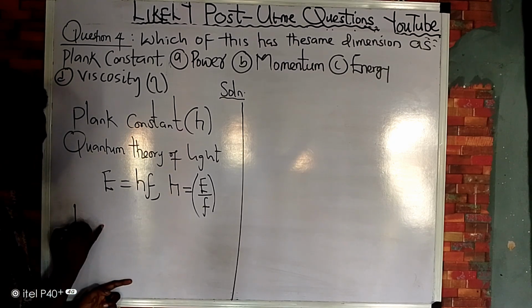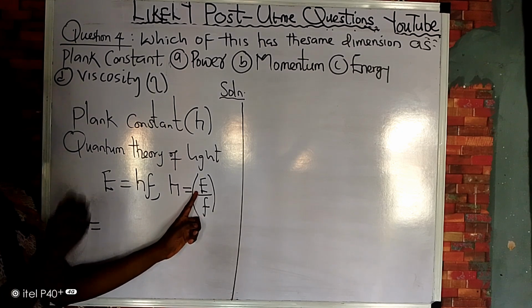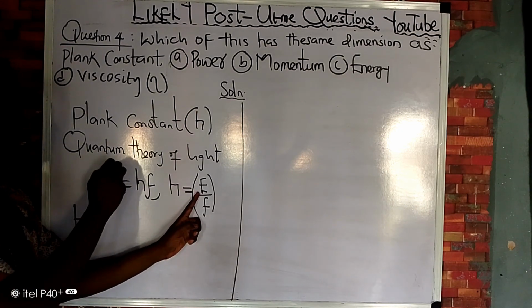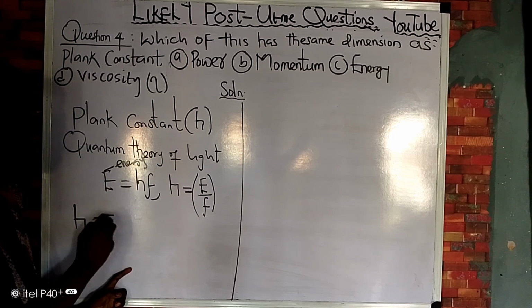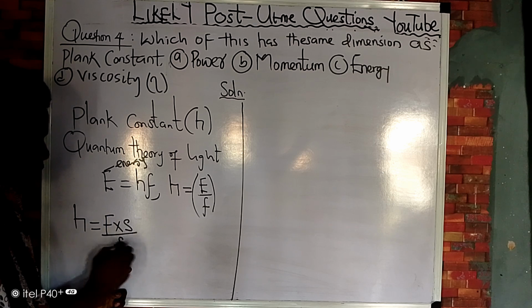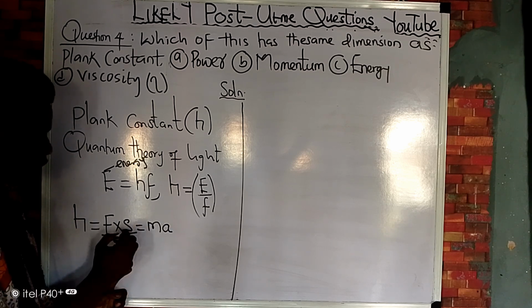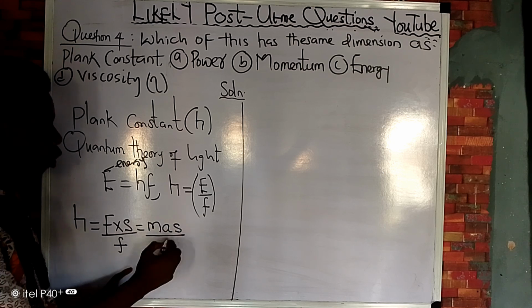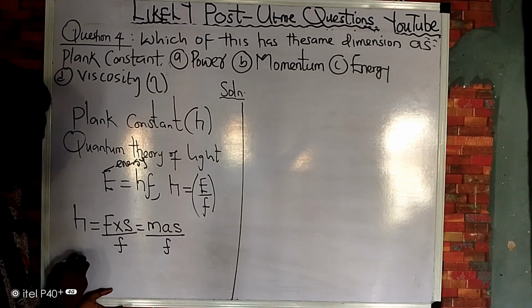Now, remember, h is equal to E over f. E signifies energy, the energy of a photon. Energy is always force times distance, and f is the frequency. Force gives us mass times acceleration, then times distance over frequency. So how do we get the dimension for Planck constant?